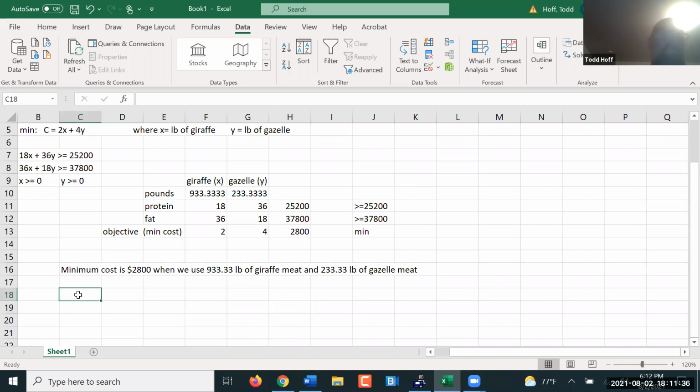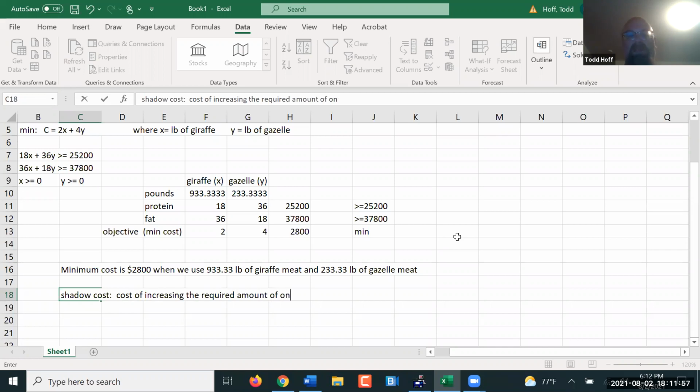Now, something that comes up on two problems in the homework and in the book is something called shadow costs. Shadow cost is the cost of increasing the required amount of one of the constraints.